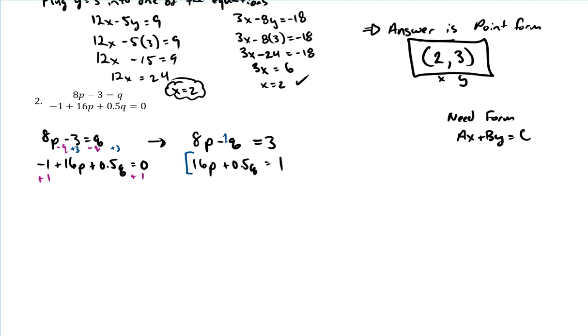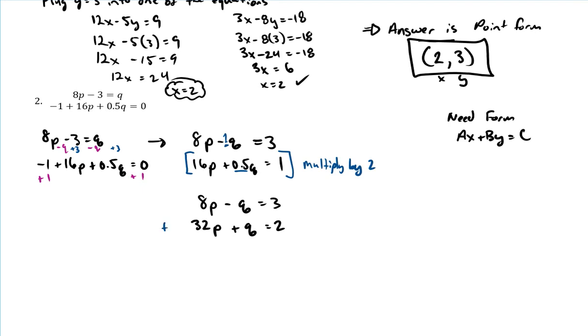It looks like if I were to multiply this one by 2, that would make it to where these coefficients are going to match, but they would be opposite. So then from there, it would be easy to add to eliminate. Okay, so I'm not going to mess with that first one at all. And then when we multiply the bottom by 2, make sure to do it to everything. So it's 32p, so 16 times 2. The 1/2 times 2 would give you a positive q, and then times that by 2 would give us 2.